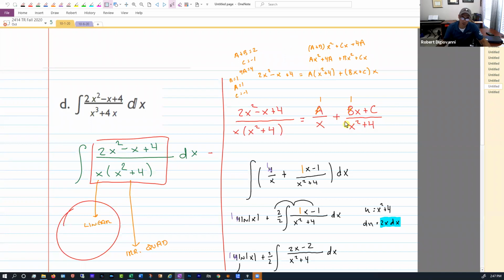When you do your partial fractions and you figure out what Bx plus C is, you are going to get a linear expression over a quadratic that's irreducible. Anytime you have a linear expression over a quadratic that's irreducible, you should make a u substitution of the bottom and then try to turn your numerator into the derivative. Okay.